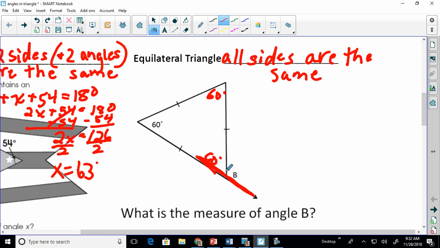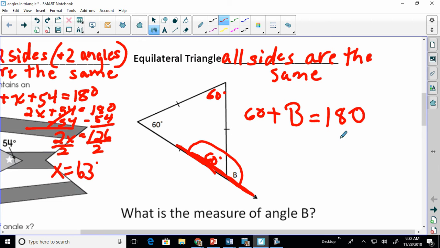It's what we call exterior to the triangle. So it's next to this one. Well, we learned that when two angles are together and make a straight line, they are supplementary. So that means they add up to 180. So 60 plus B is going to equal 180.